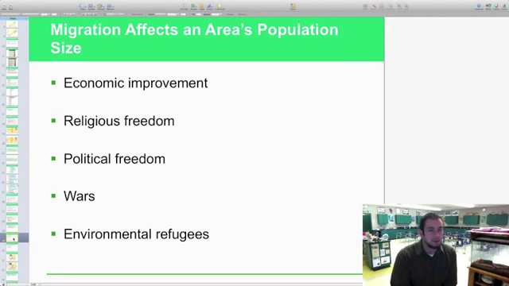Migration affects an area's population. Obviously, with economic improvement comes people wanting to migrate or immigrate into your country. Religious freedoms are kind of why we started the United States. Political freedoms, wars, and environmental refugees, like back in the tsunami of 2004, the Asian tsunami. We had many refugees coming here. We even had refugees from state to state, from Louisiana when Hurricane Katrina hit, moving upwards towards the northern states. So that's just state to state, but country-wise, people would flee to the United States or other developed nations for protection and safety for all these different reasons.